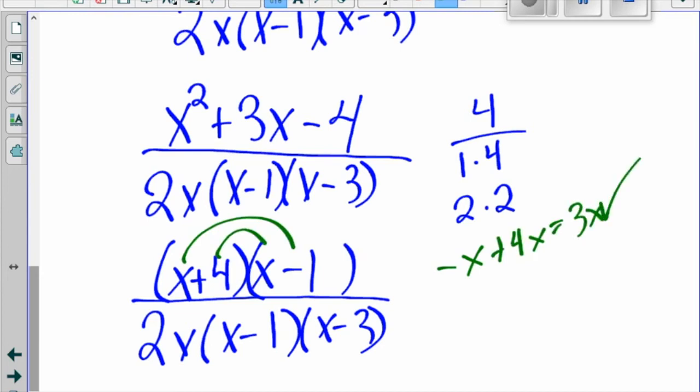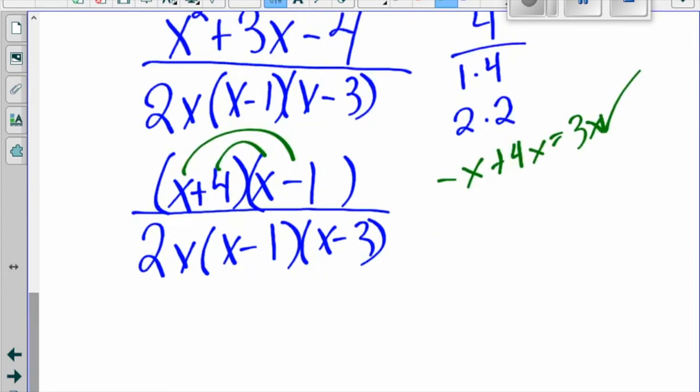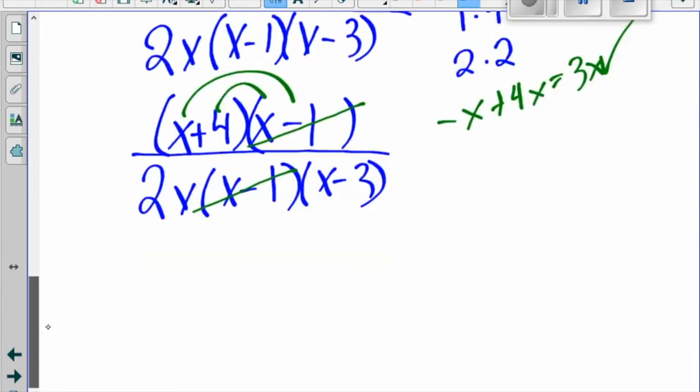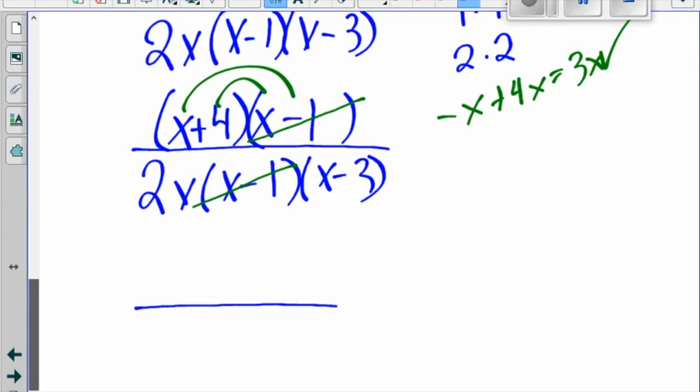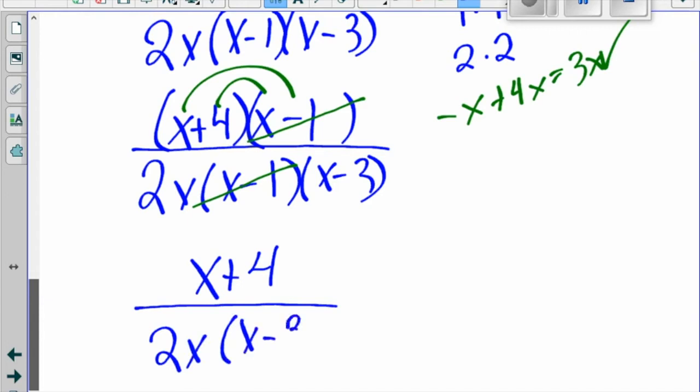But it does something more than that. What does it do? Top and bottom have what? Common factor of x minus 1. So it will simplify, it will reduce, which leaves us with x plus 4 on top and 2x times x minus 3 on bottom.